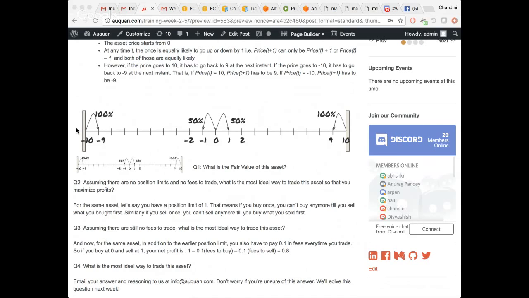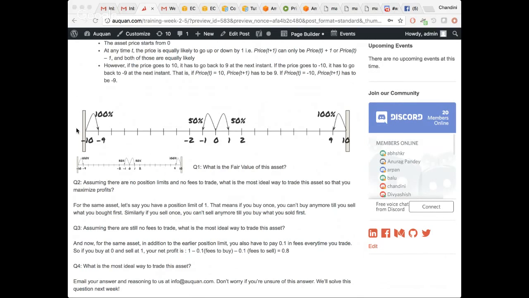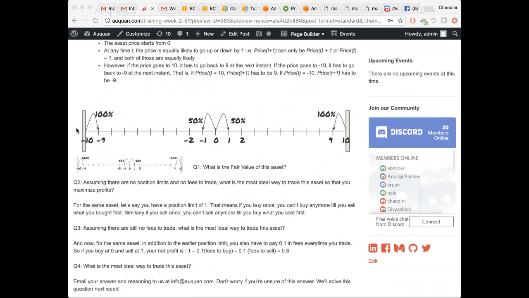So what that means is if the stock goes to 1, you decide to sell the stock, you pay a fee of 0.1 to sell. And now the stock comes back to 0 and you want to buy the stock back, you pay a fee of 0.1 again to buy. So you net make a profit of 0.8 because you're paying fees of 0.2.